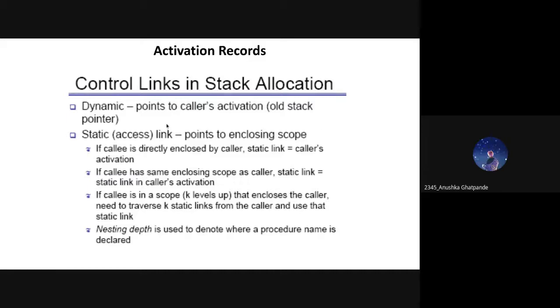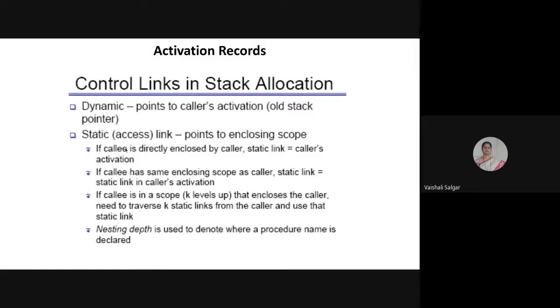Yes. As I already mentioned, control links in stack allocation are also referred to as dynamic links, which point to the caller's activation. That is the old stack pointer, we can also say. So always keep in mind, the dynamic pointer, DP, always points to the caller. Once you have understood this, it will be easy for you, whatever the number of activations within the procedure calls.